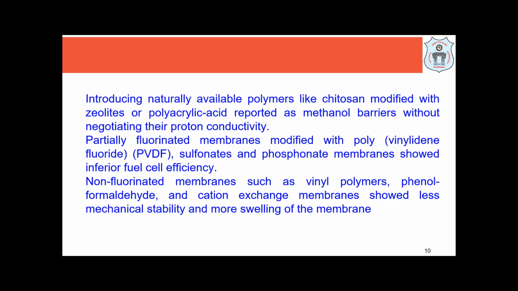Okay, so partially fluorinated membranes, when you modify them with PVDF, that is polyvinylidene fluoride, sulfonates or phosphonate membranes, they also show a barrier, that is, the methanol crossover is reduced, but they show some decrease in fuel cell efficiency, some inferior fuel cell efficiency. And what about non-fluorinated membranes? Non-fluorinated membranes such as vinyl polymers, phenol formaldehyde, and cation exchange membranes also have stability issues: they show less mechanical stability, and there is a problem of swelling of the membrane.